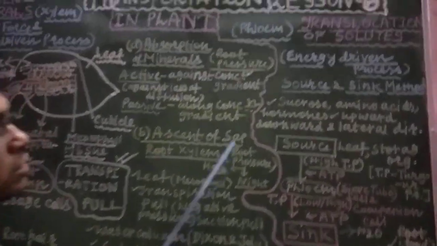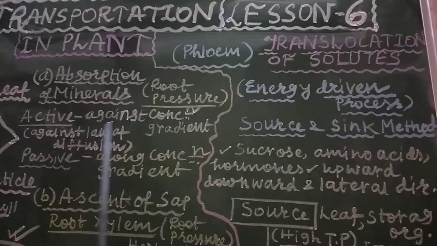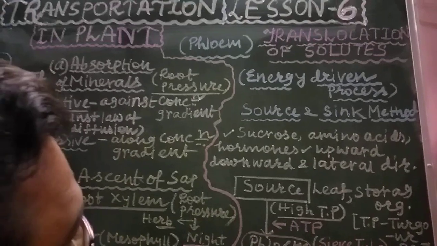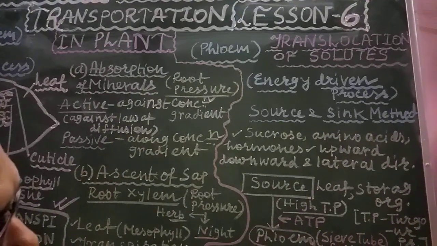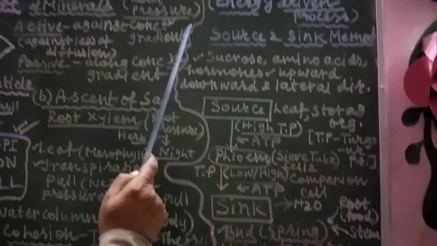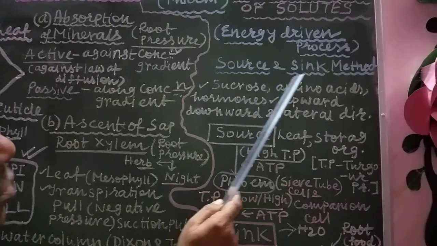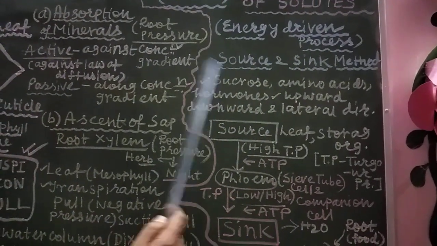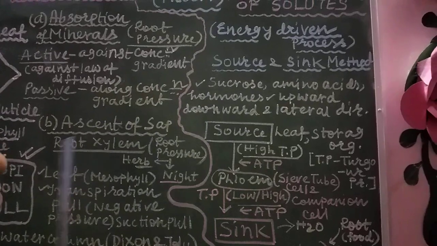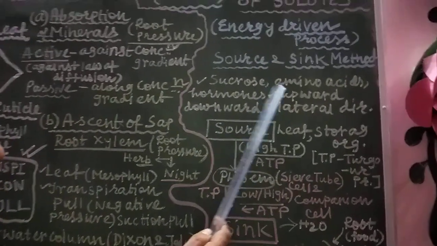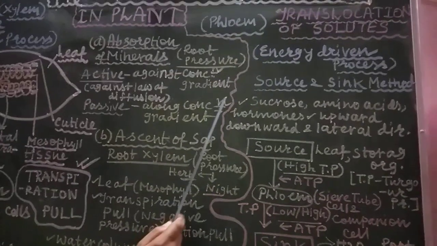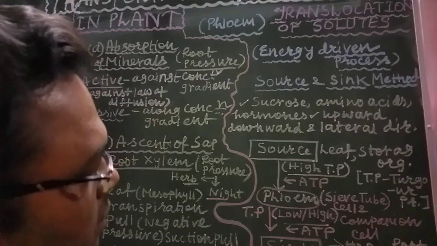Now about the translocation of solute, that is movement of food materials. How does this movement of food material occur? It occurs by the source and sink method, or a theory given by Munch, which is called the mass flow theory. Source means where the food materials are produced. Sink means where the food materials are required. In the source, mainly sucrose, amino acids, and plant hormones move through the phloem in all directions, upward, downward and lateral, wherever required. It is a completely energy driven process, that is, ATP is required.